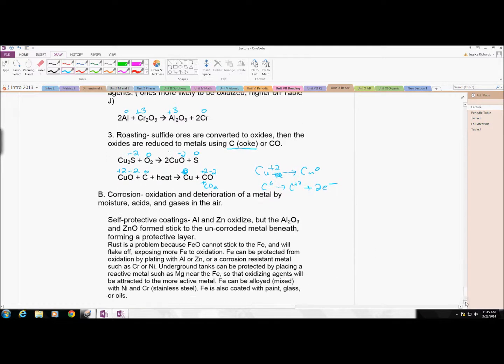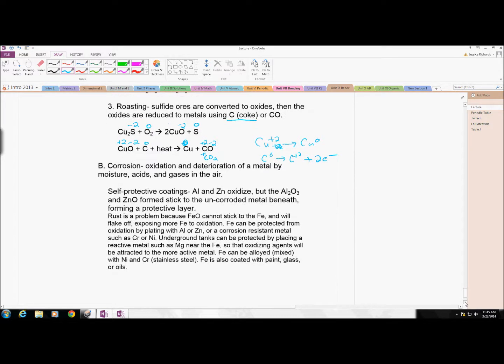One of the big things with redox as far as industry goes isn't really to do the redox reaction, but to stop the redox reaction. So we have several ways that we use what we know about redox to stop the oxidation of the metals. So the first one is that some metals form self-protective coatings. So we know that aluminum and zinc, when they become aluminum oxide and zinc oxide, stick to aluminum and zinc. So it makes its own protective layer.